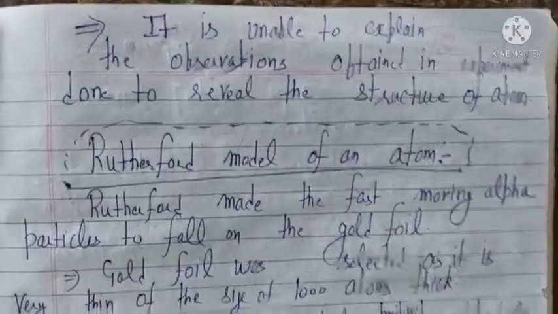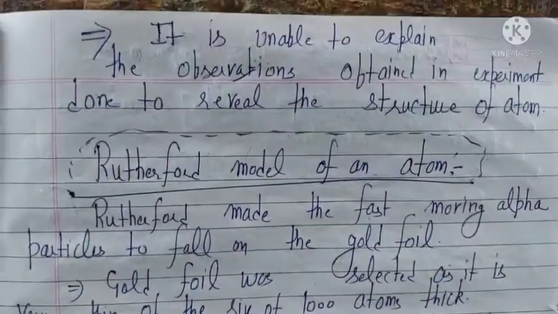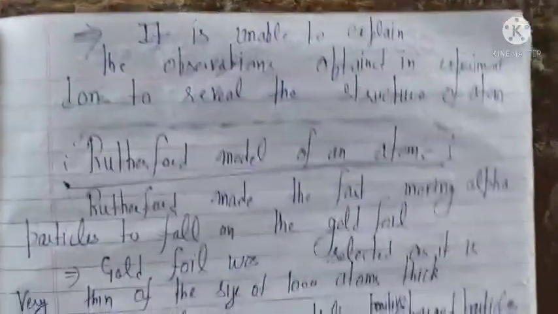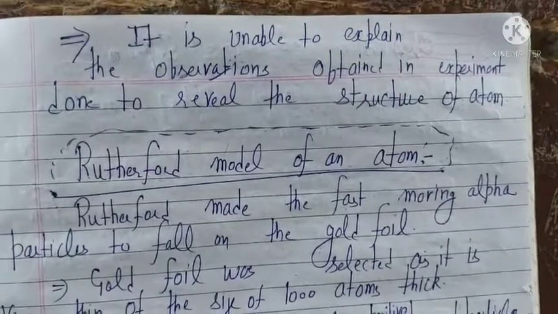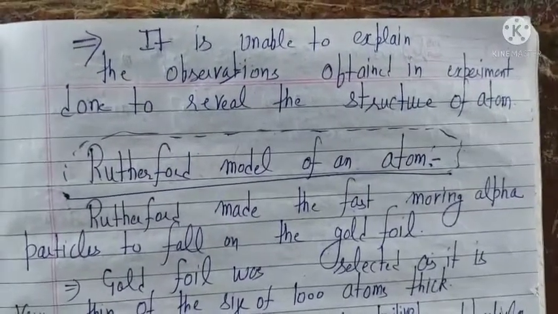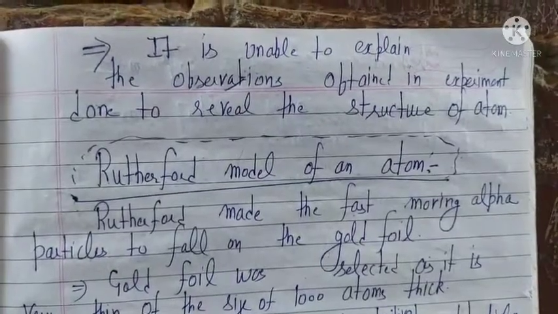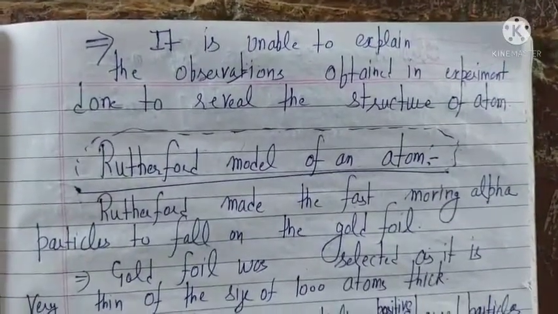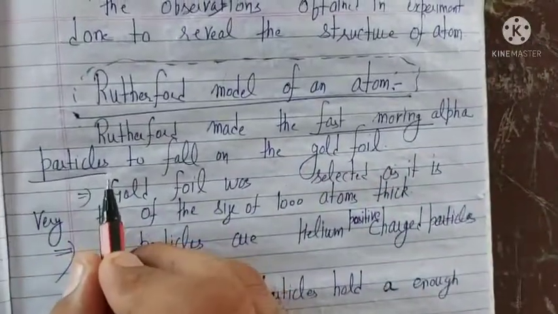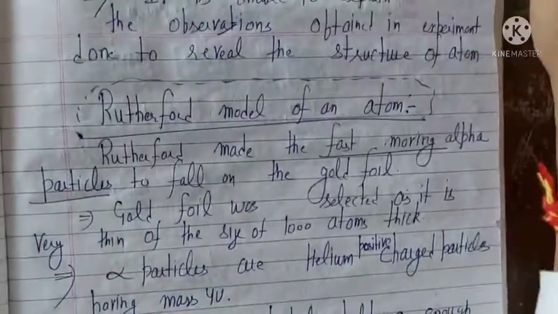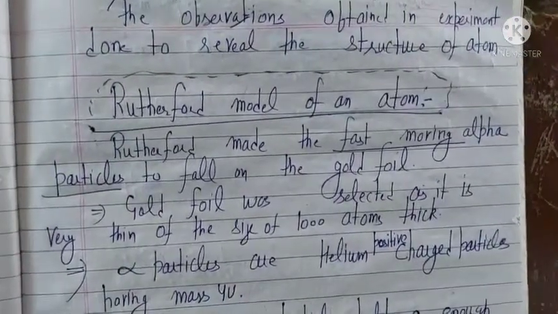The next scientist who gave the structure of an atom is Rutherford, and his model is called the Rutherford model of an atom. What he did was take a gold foil and take fast moving alpha particles, and he made these fast moving alpha particles fall on the gold foil. Fast moving alpha particles will strike the gold foil.